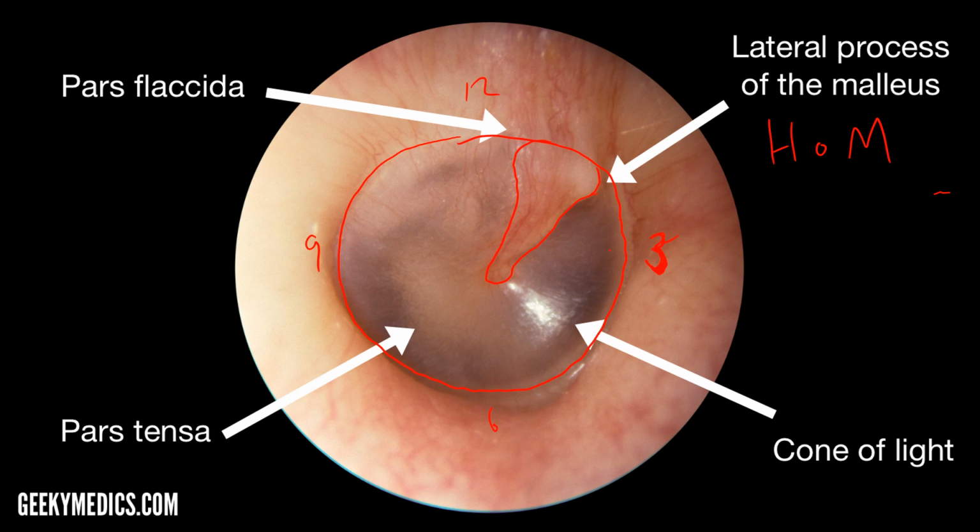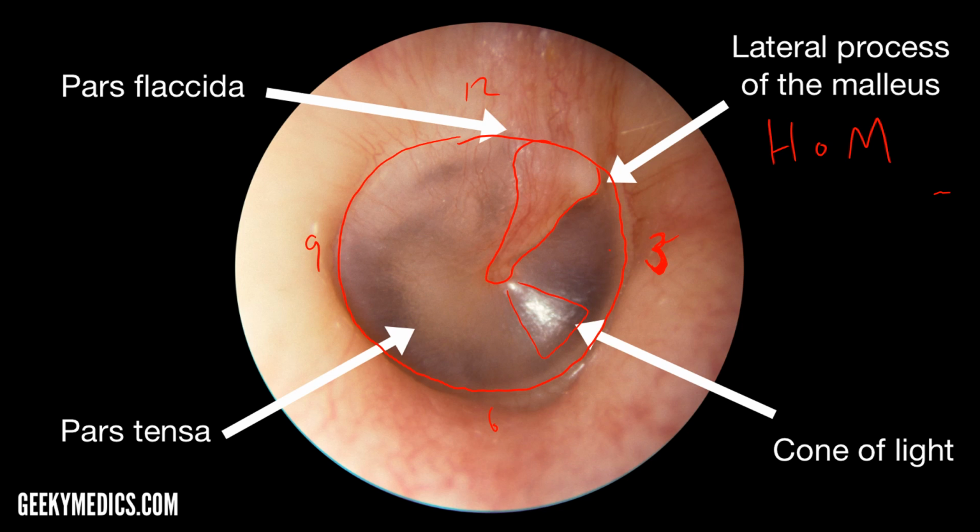And on the next slide, we can see that demonstrated, that it's at an angle, and because it's attached to this handle of Malleus, as I say, it draws it inward. And so that forms what we refer to as the cone of light, or the light reflex. As we're looking at this eardrum, the tympanic membrane, we're shining a light at it through our otoscope, and that light bounces back at us from a specific point.